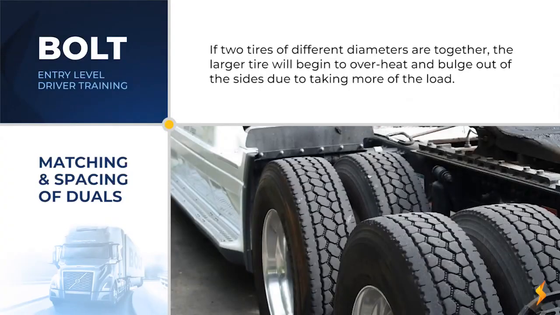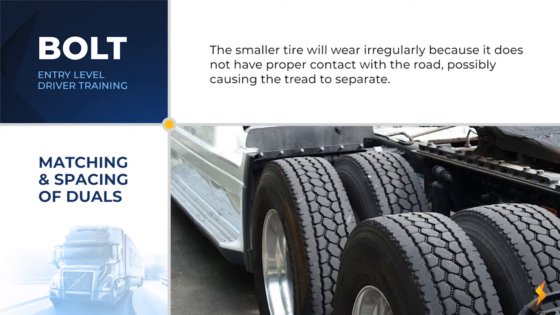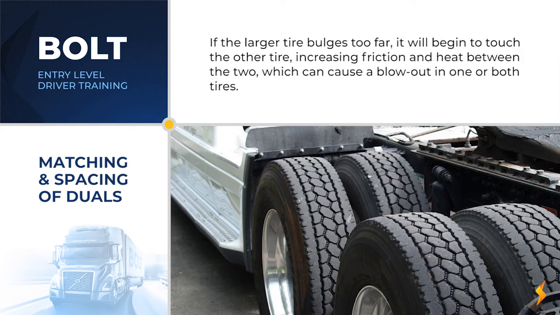If two tires of differing diameters are positioned together, the larger tire will begin to overheat and bulge out at the sides due to taking on more of the load. The smaller tire will wear irregularly because it doesn't have proper contact with the road, possibly causing the tread to separate. If the larger tire bulges too far, it will begin to touch the other tire, increasing friction and heat between the two, which can cause a blowout in one or both of the tires.